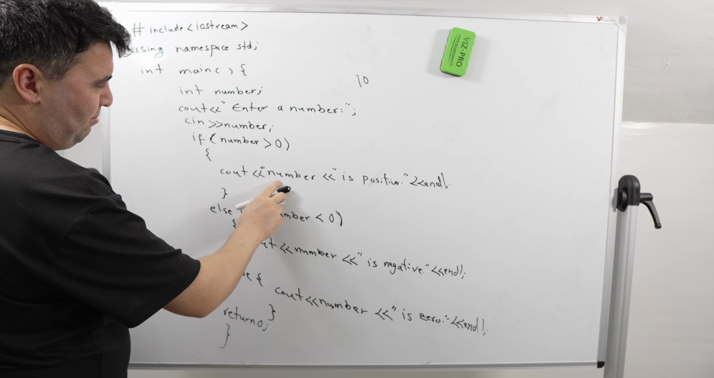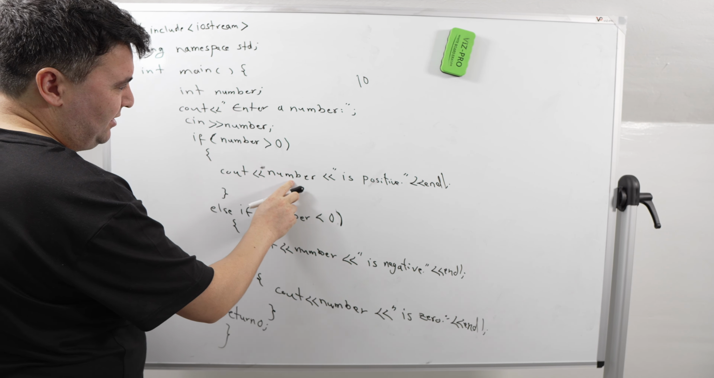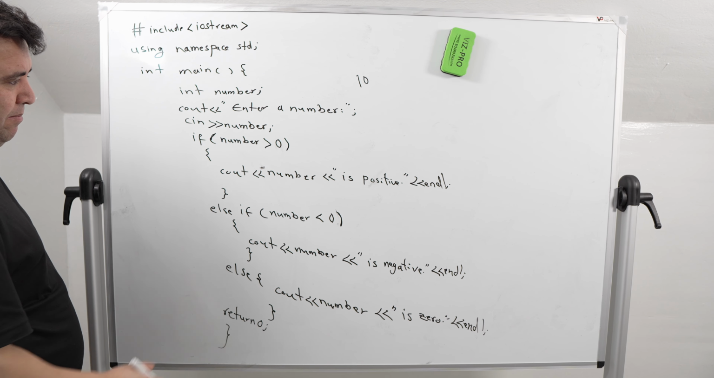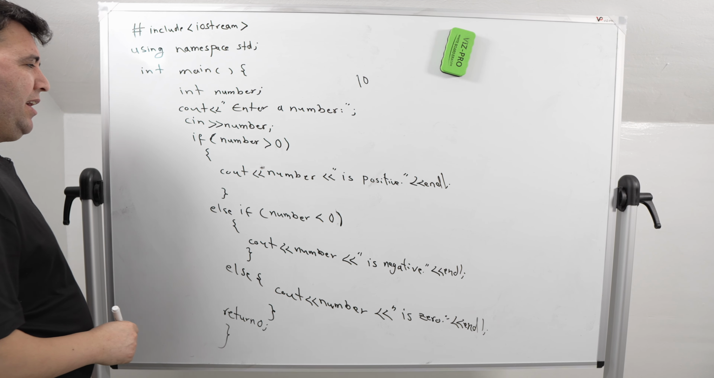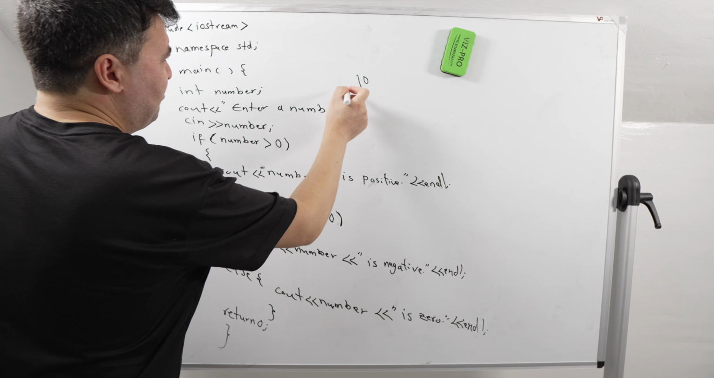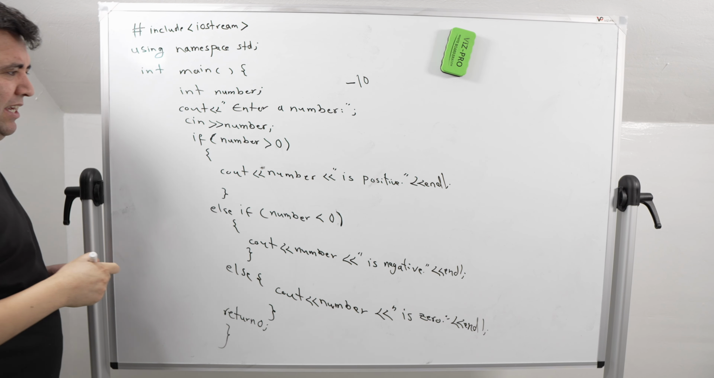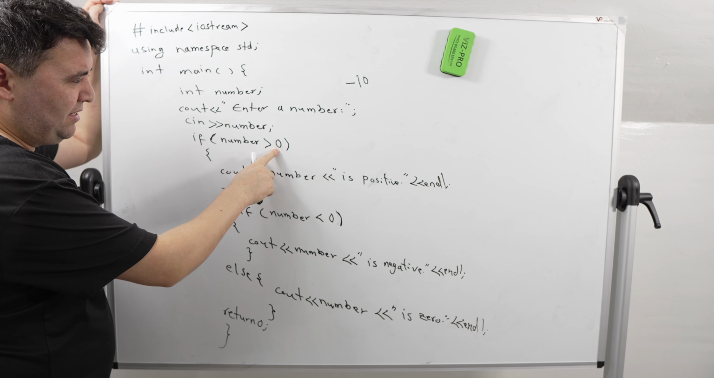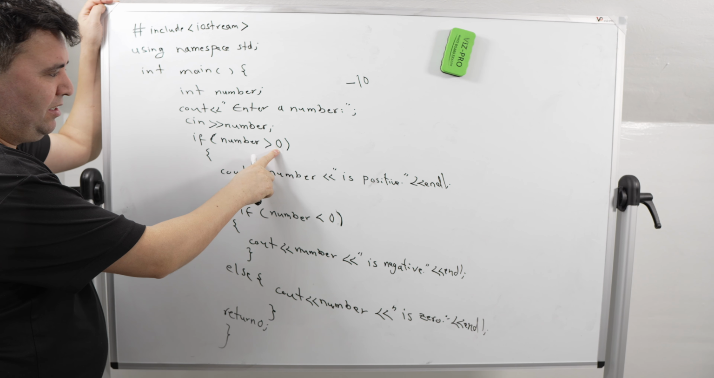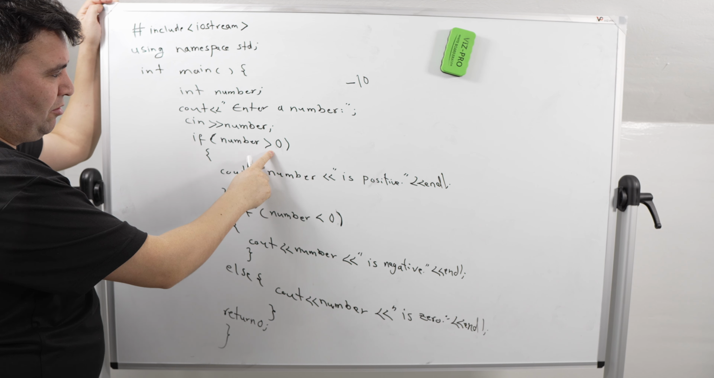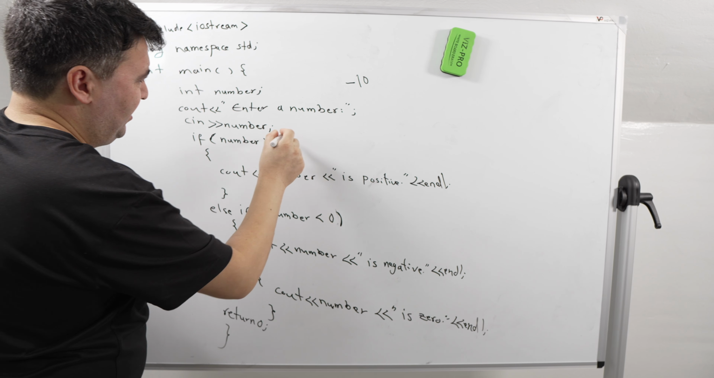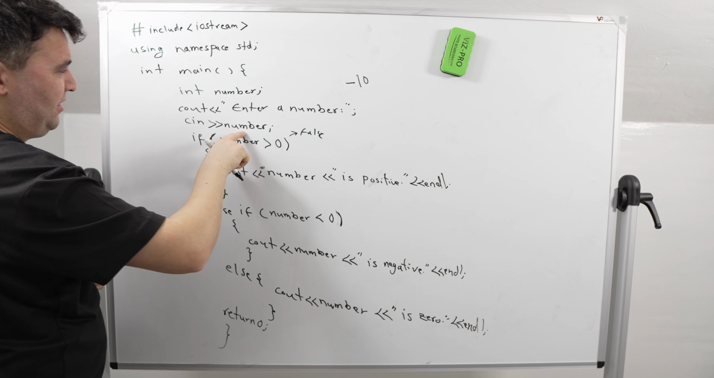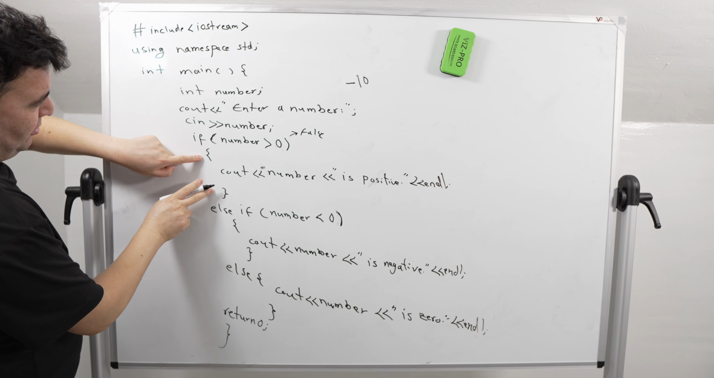So this block will be executed, and it says 10 is positive, and other blocks will be ignored because our first condition became true. If the user, for example, enters minus 10, which is a negative 10, now our program checks if number is bigger than 0 or greater than 0. No, minus 10 is not greater than 0. So the condition here becomes false because we have minus 10 inside number. So this block will not be executed.